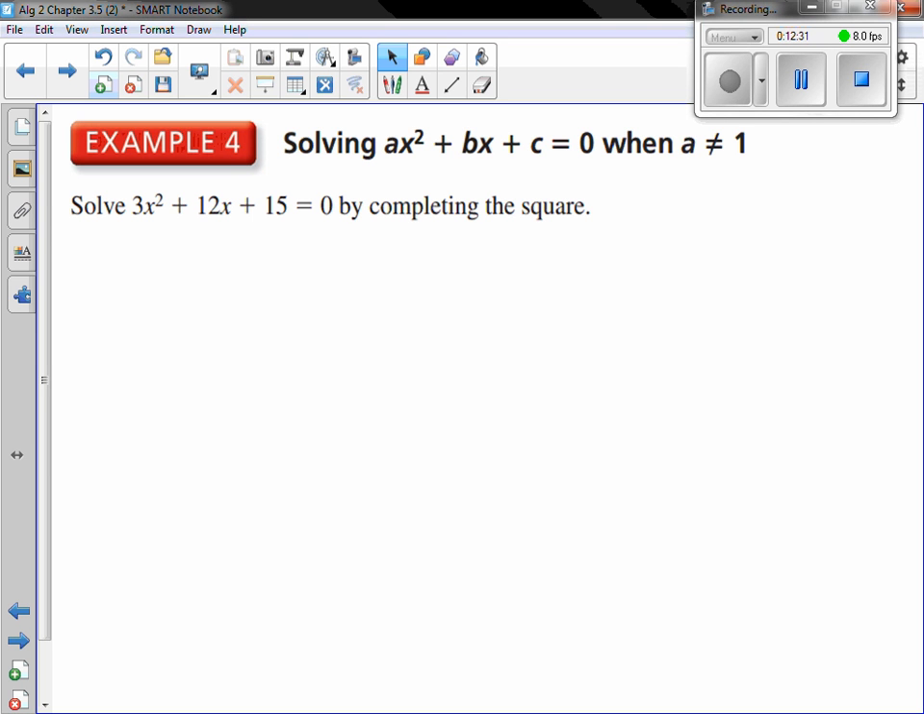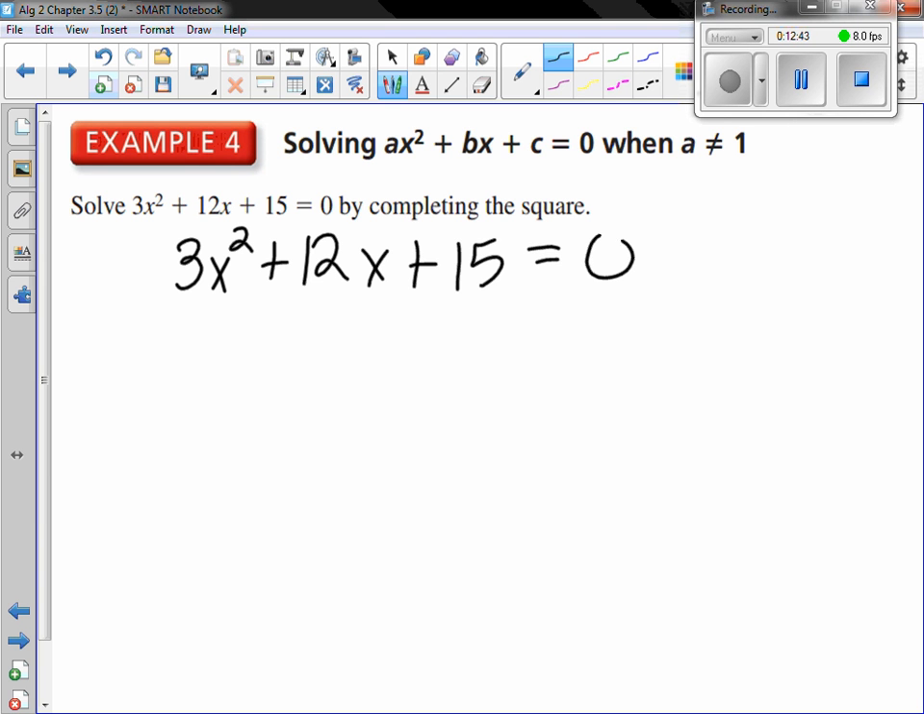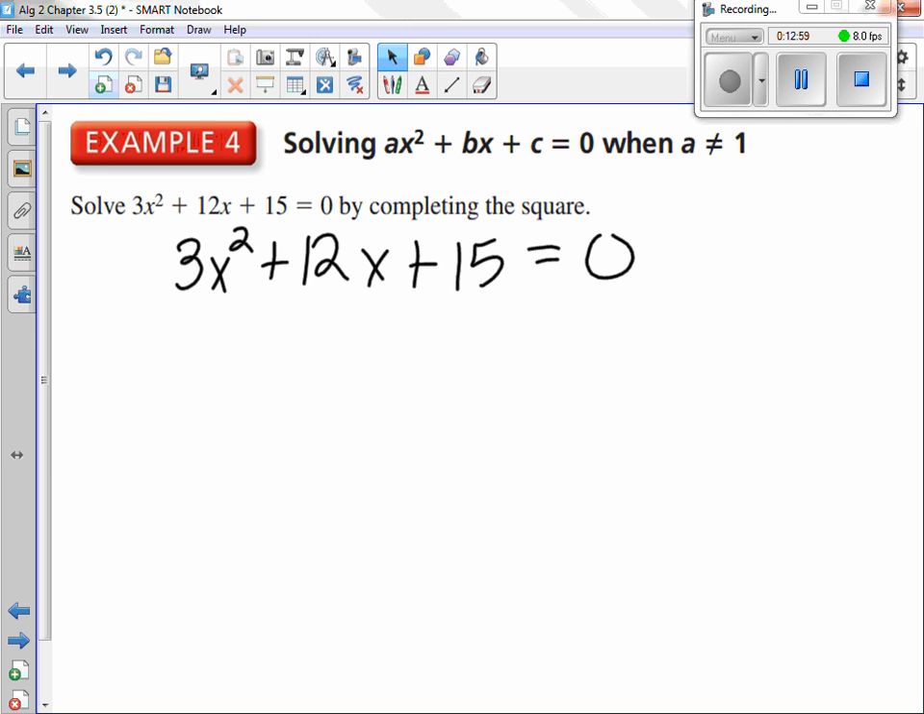We're going to look at this one here. So the steps are the same. We just have to do one thing first. Is A equal to 1? No. If not, make it so. How can I make the number in front of x squared be 1? Well, times it by 1 would give us the same thing.